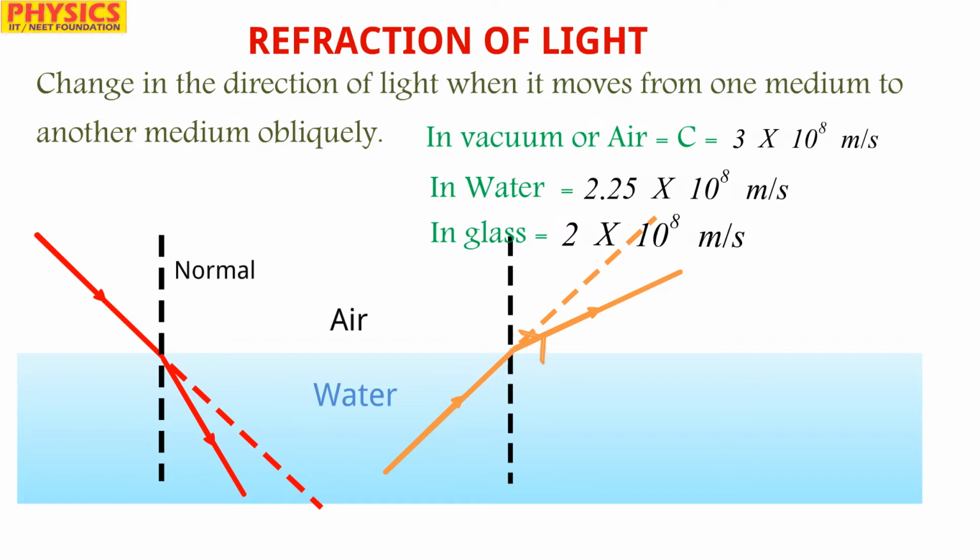What if light is incident normally on the surface, meaning perpendicular to the surface? That is called normal incidence also. When light is incident normally, the light speed changes, but there is no refraction. There is no refraction. That means when light is incident on the surface obliquely, then only it bends.